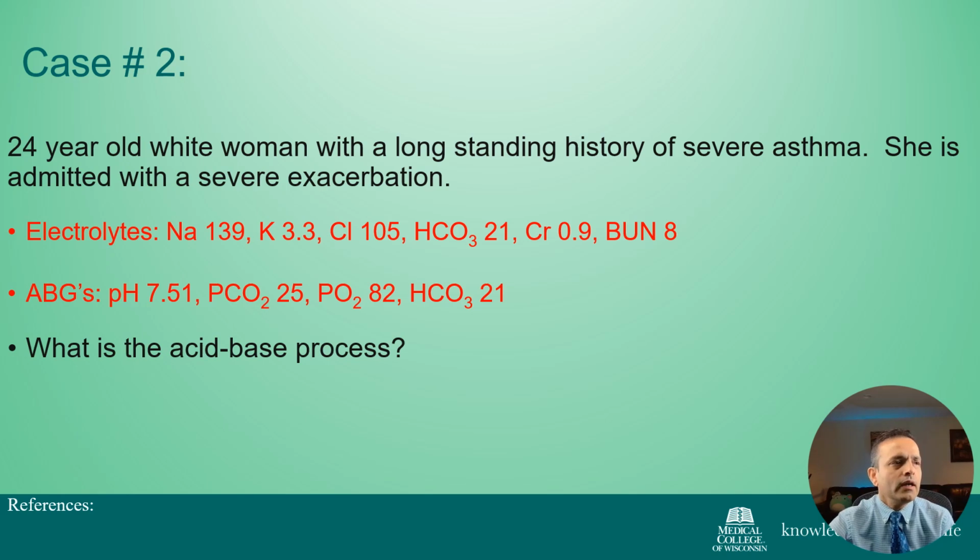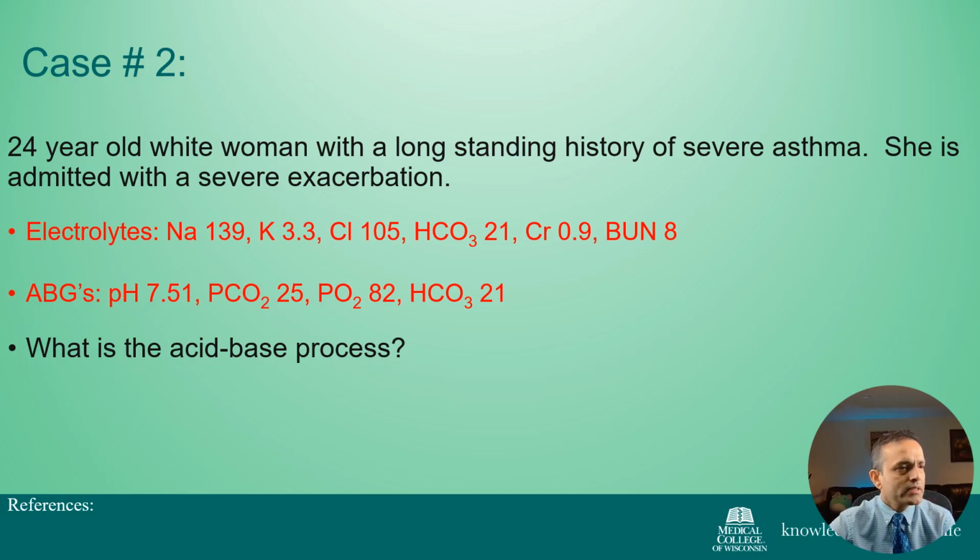A 24-year-old white woman with a long-standing history of severe asthma. She is admitted with a severe exacerbation. So these are the electrolytes and this is the ABG. What is the acid-base process here? So as you can see here, pH is 7.51. So high pH is alkalosis. And then how much is the CO2? CO2 is also down. So most likely it is respiratory alkalosis.